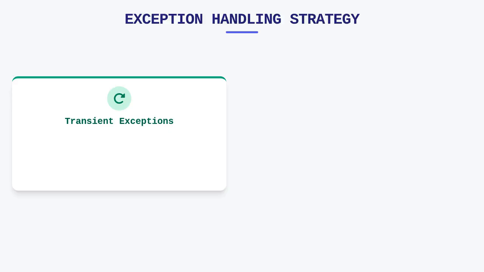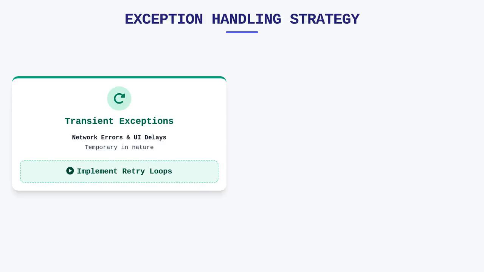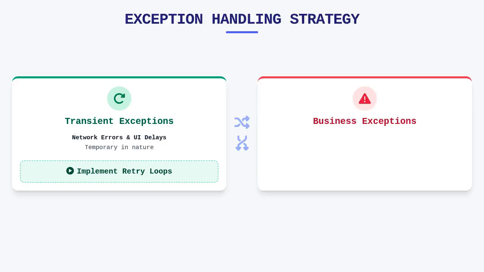The decision-making process for handling these exceptions effectively dictates how you design your retry loops and your logging functions. If you choose to implement a retry mechanism, it should be reserved exclusively for transient system exceptions because network errors and UI delays are often temporary in nature. Retrying a business exception is a waste of computational resources, as the data state that caused the error will remain unchanged upon the next attempt.